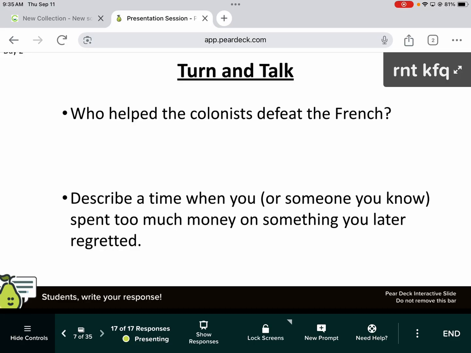Okay, who helped the colonists defeat the French? What's his name? Not Benjamin Franklin. William Pitt. Okay, someone. Describe a time when you or someone you know spent too much money on something you later regretted. Have we had that?